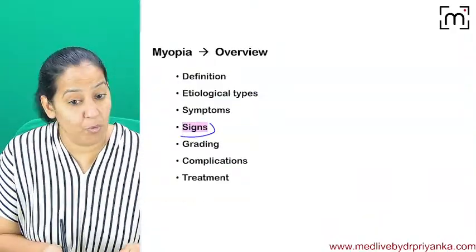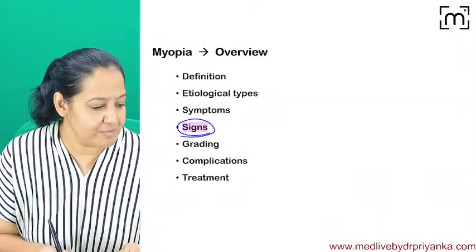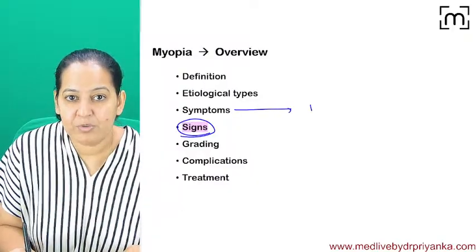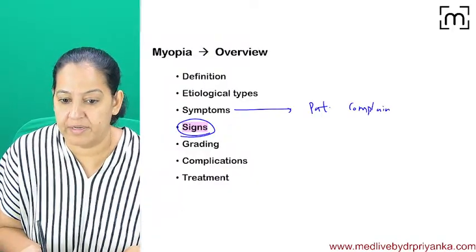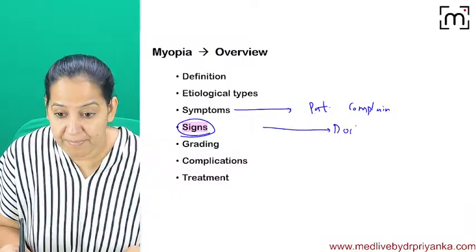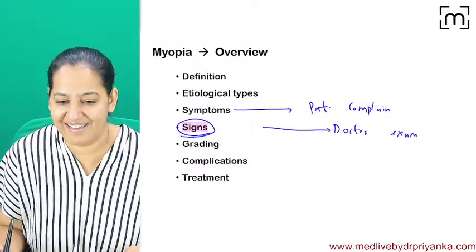So symptoms are done. The most important is the sign. What is the difference between symptom and sign? I guess everyone knows. Symptom is what the patient complains to the doctor. Sign is what the patient doesn't complain of, but the doctor examines in the patient. I guess everyone knows, na?